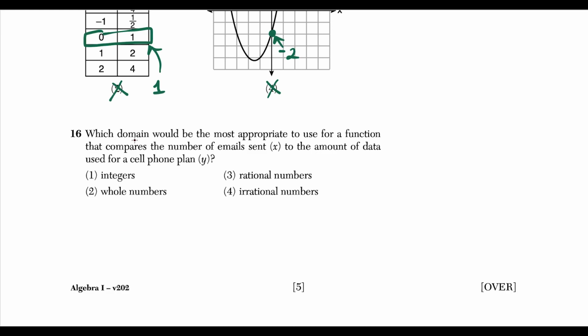So for question 16, which domain, which is the set of x values, would be most appropriate for a function that compares the number of emails sent, x, to the amount of data used for a cell phone plan, y? So we have to think about an appropriate domain considering the units here are emails. Well, just know emails, you could only send a positive number of emails, and you have to send whole numbers. You can't send a fraction of an email. Don't think of it as like if you have a draft of an email that it's like partially sent. You could only send a whole amount of emails and positive numbers.